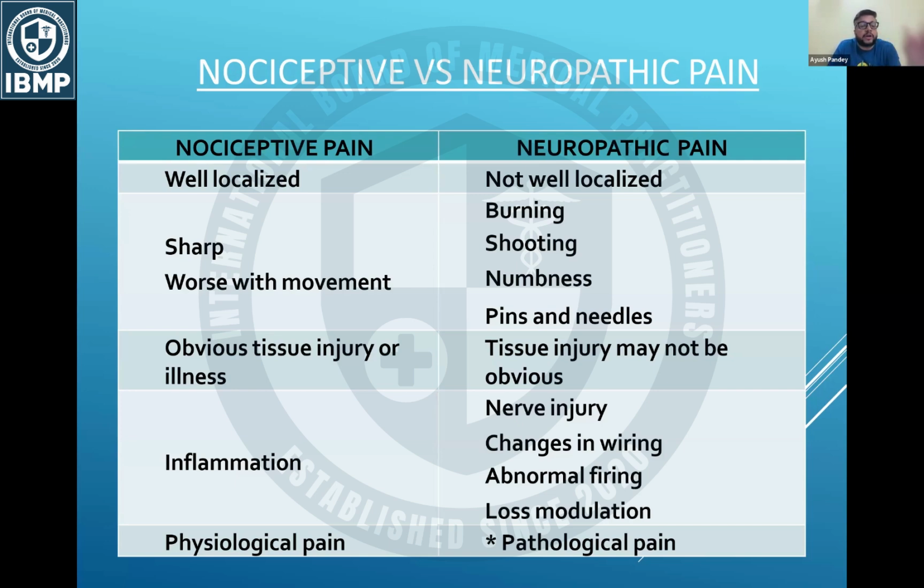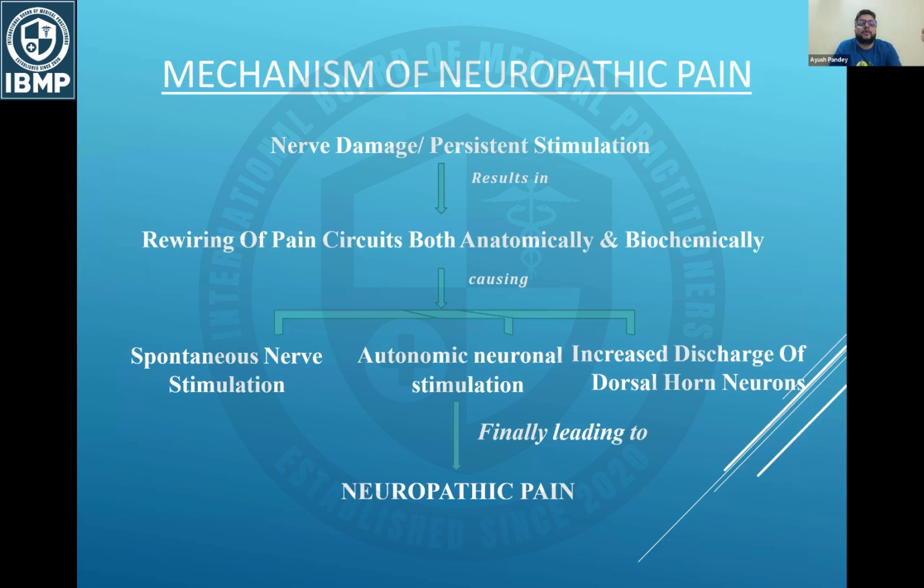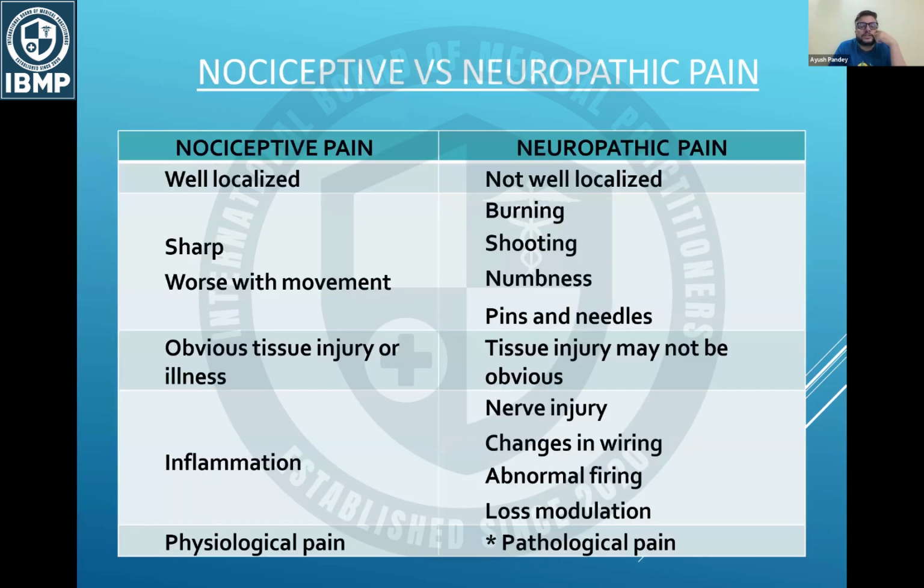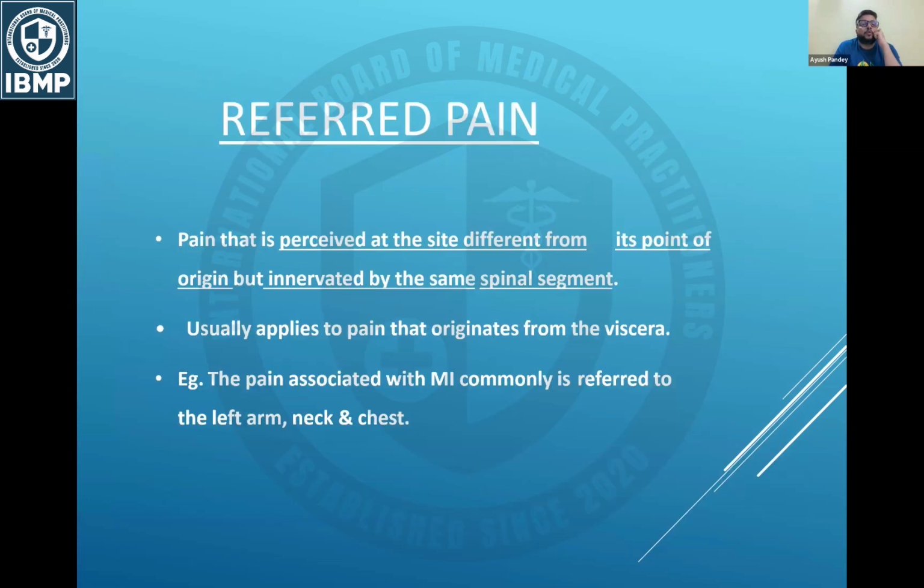In nociceptive pain there is obvious tissue injury or illness, while in neuropathic pain, tissue injury may not be obvious. Nociceptive pain is accompanied by inflammation, while neuropathic pain leads to nerve injury, changes in wiring, abnormal firing, and loss of modulation. Why? Because of this mechanism: either spontaneous nerve stimulation, more discharge from the dorsal horn neurons, or autonomic neural stimulation. So nociceptive pain is physiological, while neuropathic pain is pathological. This is again one of the important differentiating factors between the two types of pain.